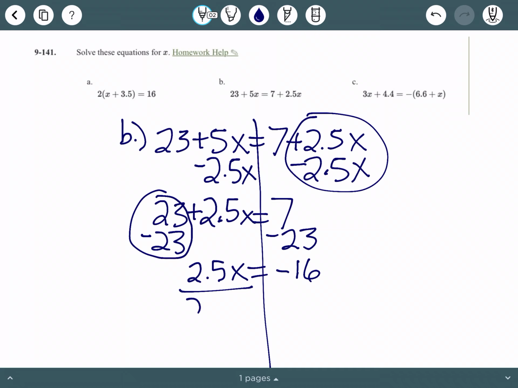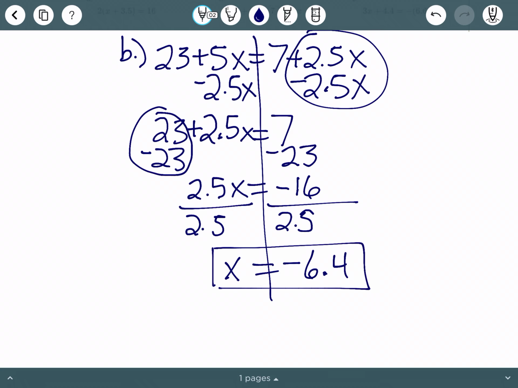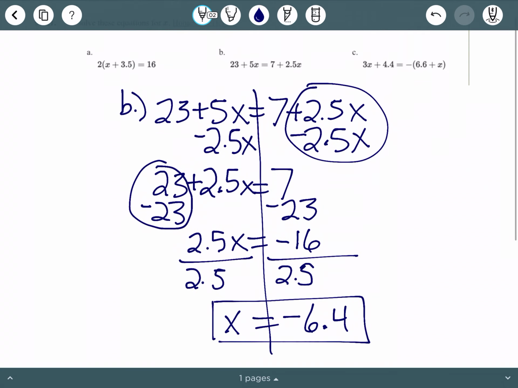Let's divide by 2.5 on each side. That's how we get our x by itself while keeping the equation balanced. All right, that leaves us with an x. And then negative 16 divided by 2.5 should give us a negative 6.4. All right, and that is the answer to this equation.